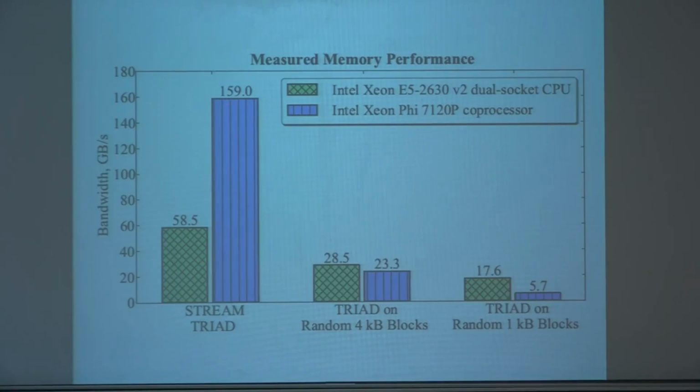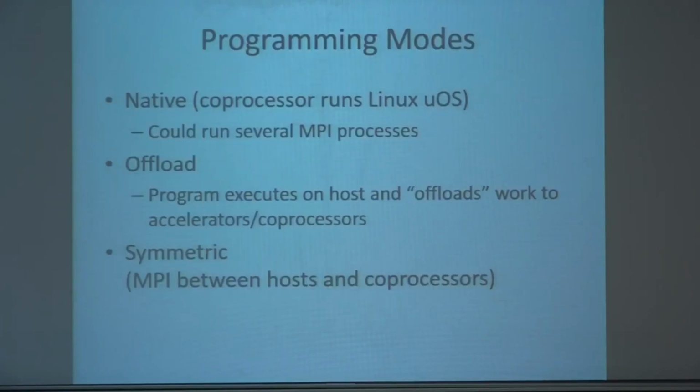However, if the memory access is not very regular, if it's random with 4 kilobyte size blocks or 1 kilobyte size blocks, you can see that memory access performance is actually worse on the Xeon Phi. So it's very important to access memory in a regular way as well. So in some ways, these coprocessors are like an extreme case of making your life difficult in order to get high performance. You have to pay attention to all these things. It can deliver a lot of performance, but getting it can be challenging.